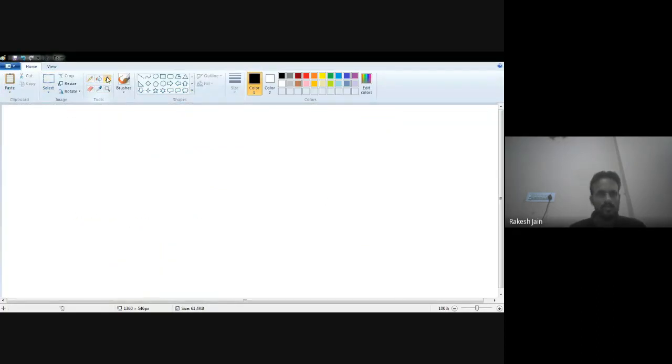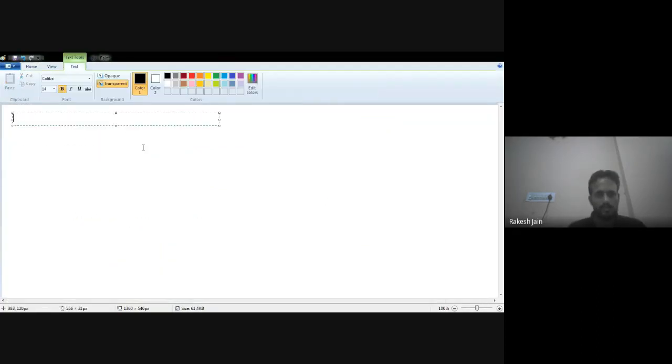Now, Zener diode as a voltage regulator. How can the Zener diode be used as a voltage regulator? This is the main application of the Zener diode.